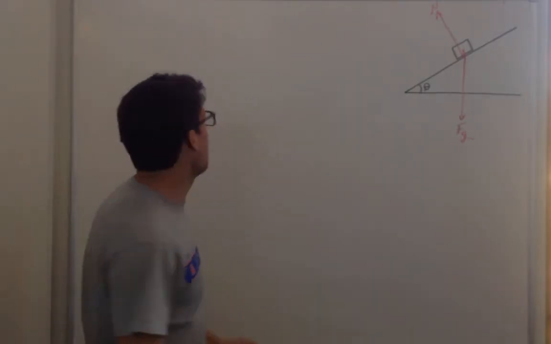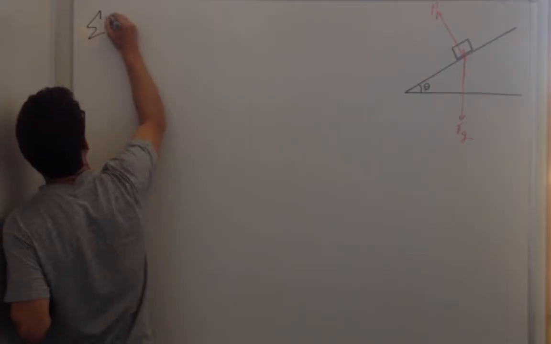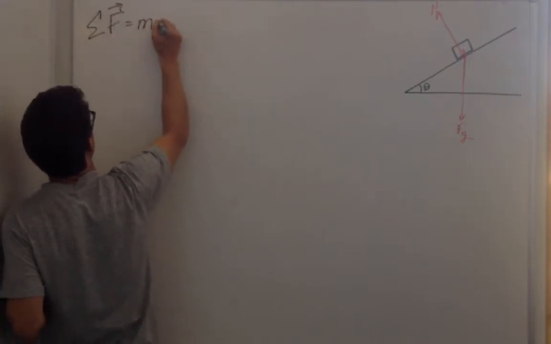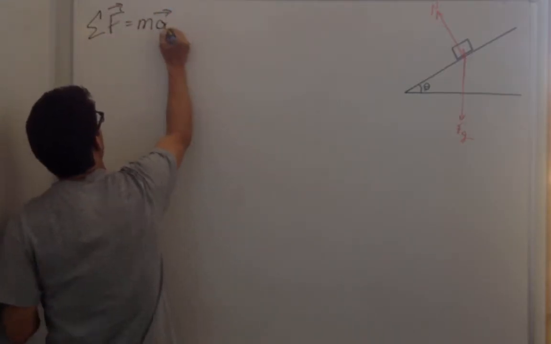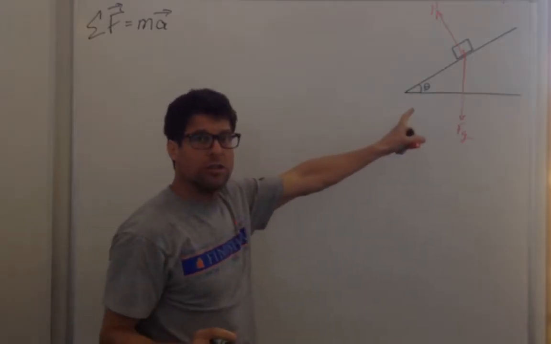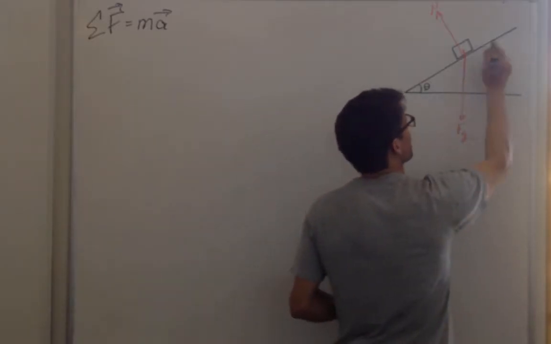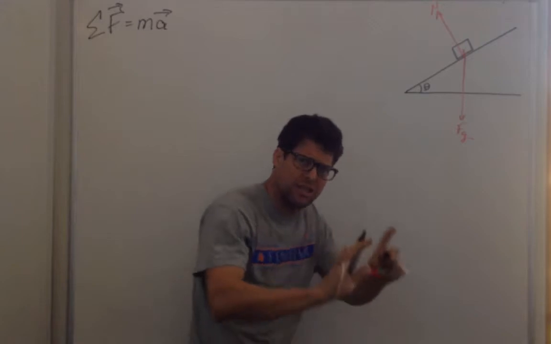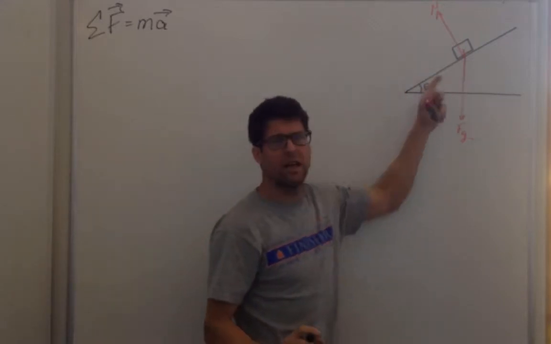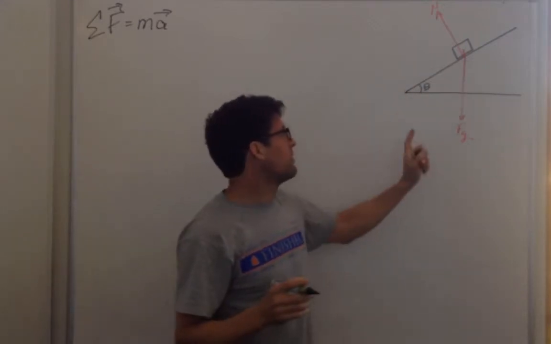The one thing I know is that the vector sum of the forces is equal to mass times acceleration. Okay, now I've got my forces. I could add friction. I could say there's a rope pulling in that direction. Let's keep it simple. A frictionless inclined plane. I only have two forces.